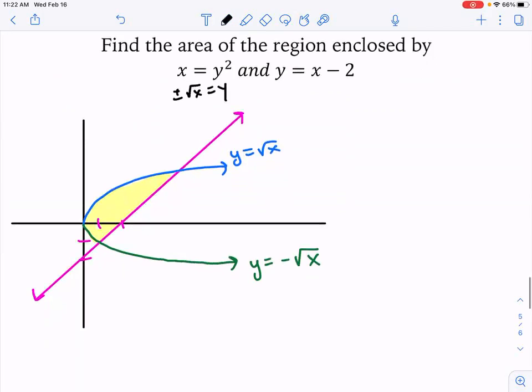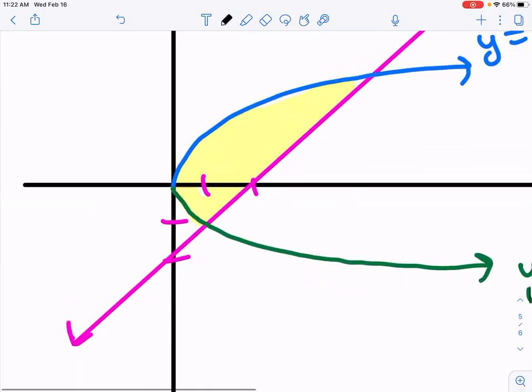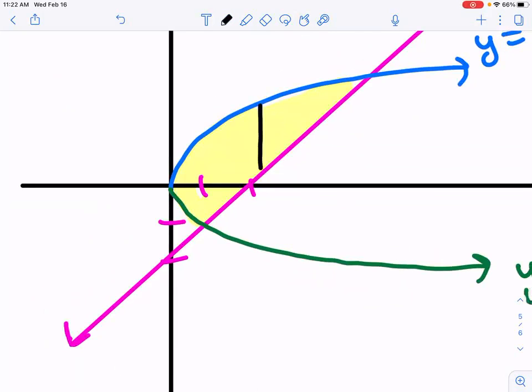Okay, I'm going to zoom in on my picture here. I'm going to draw my rectangle with thickness dx. Does anybody see an issue?